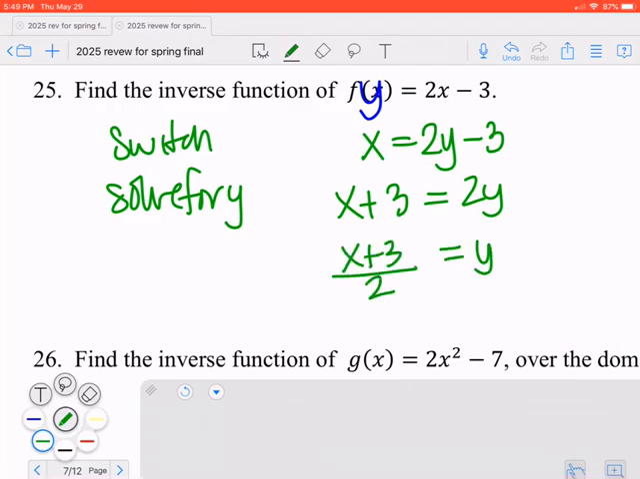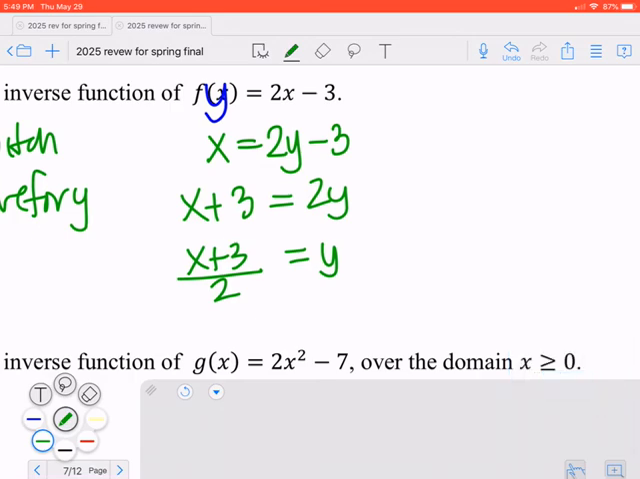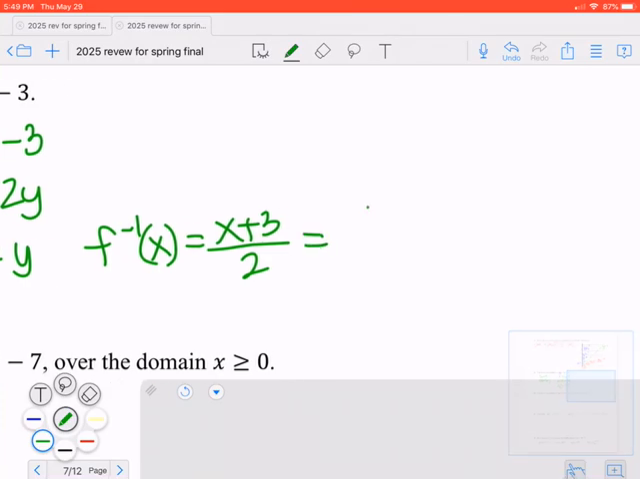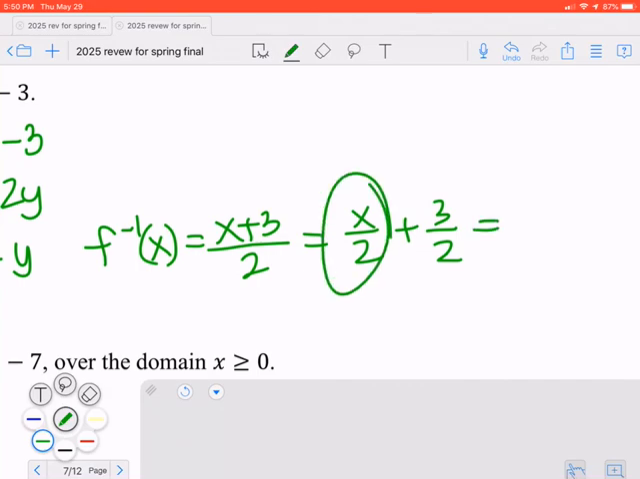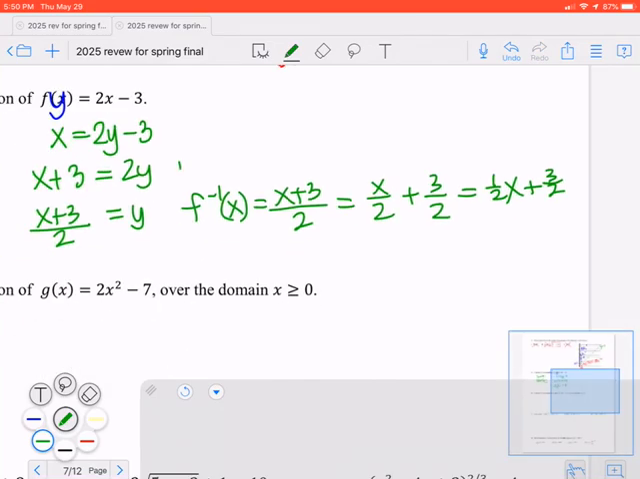So I can write it like that. And also, I'm just going to swap sides. And instead of writing y, I'm going to write f inverse of x. So I can write it as x plus 3 all divided by 2, or I could write that as x over 2 plus 3 halves. And even still, instead of writing x over 2, that would be 1/2 x plus 3 halves. And that's our inverse.